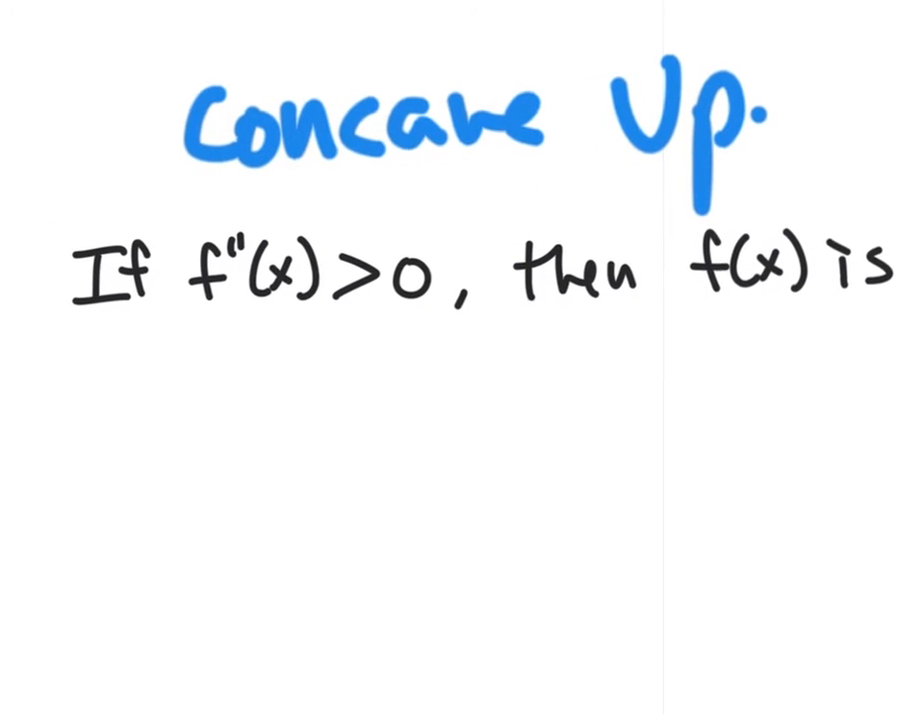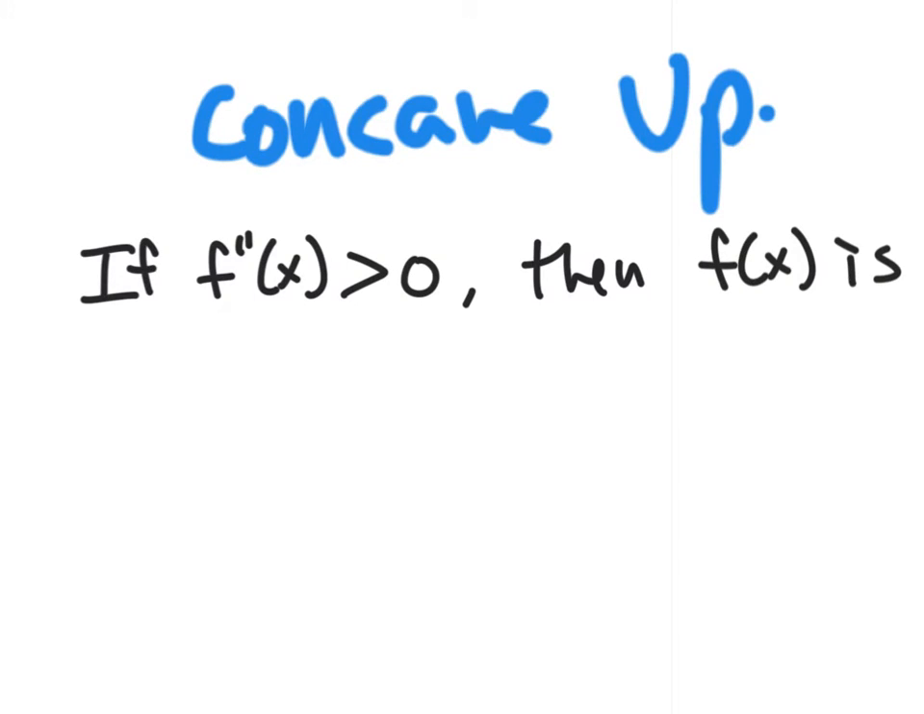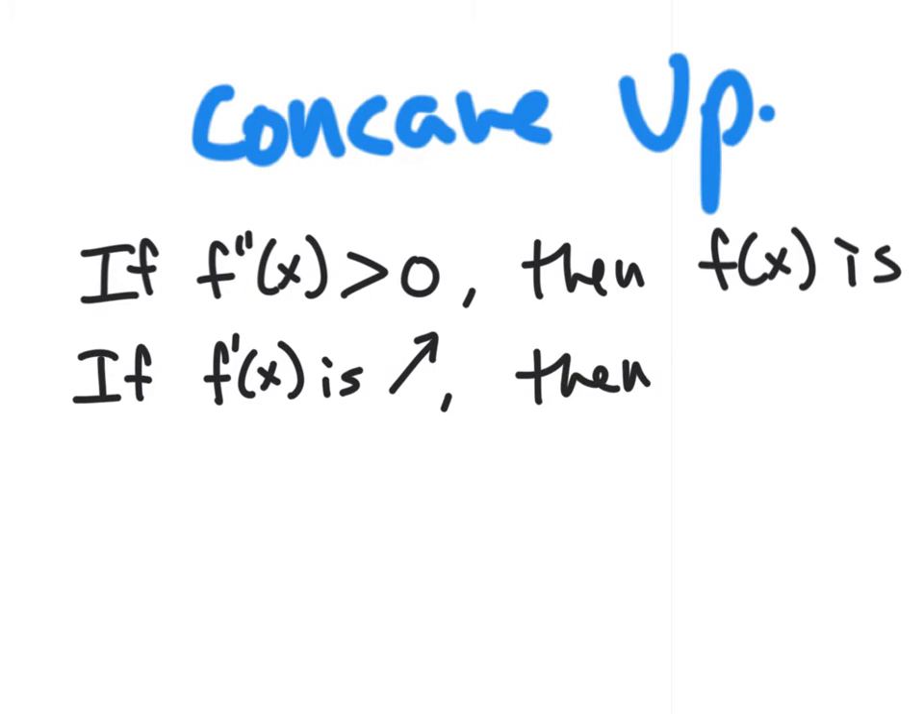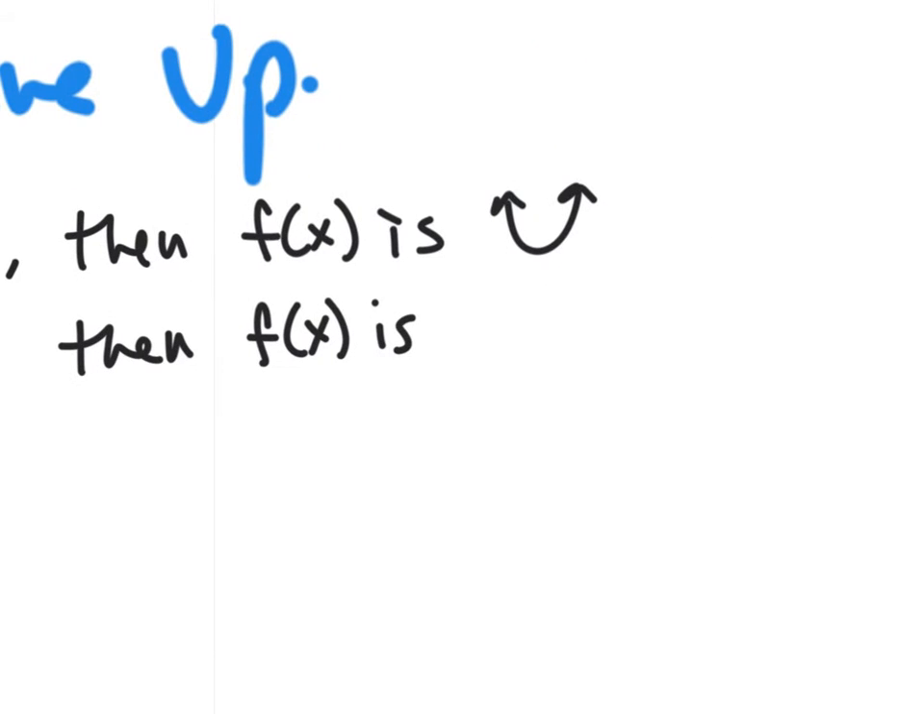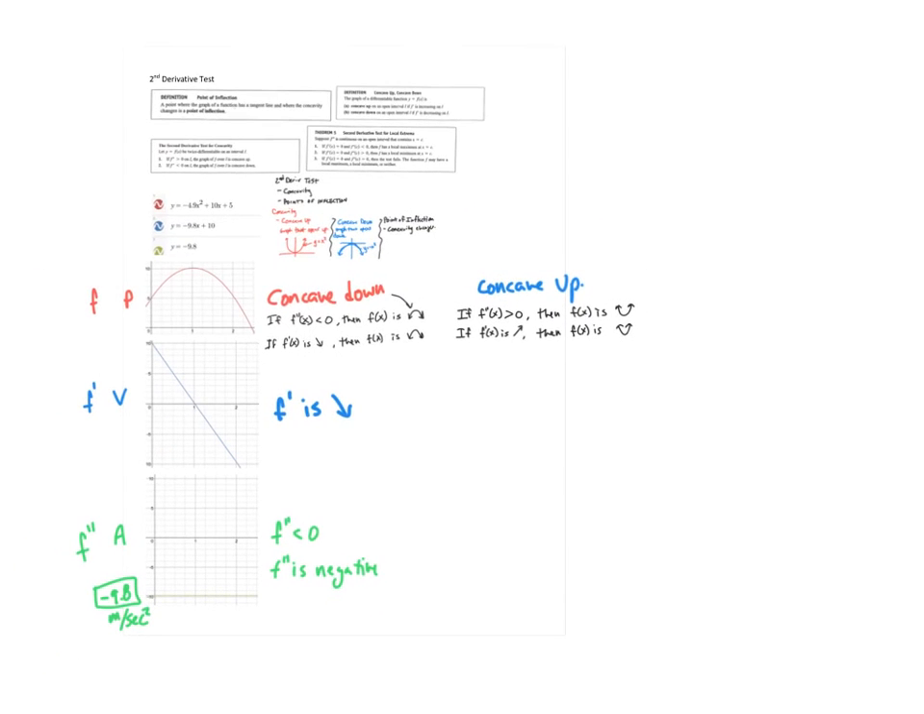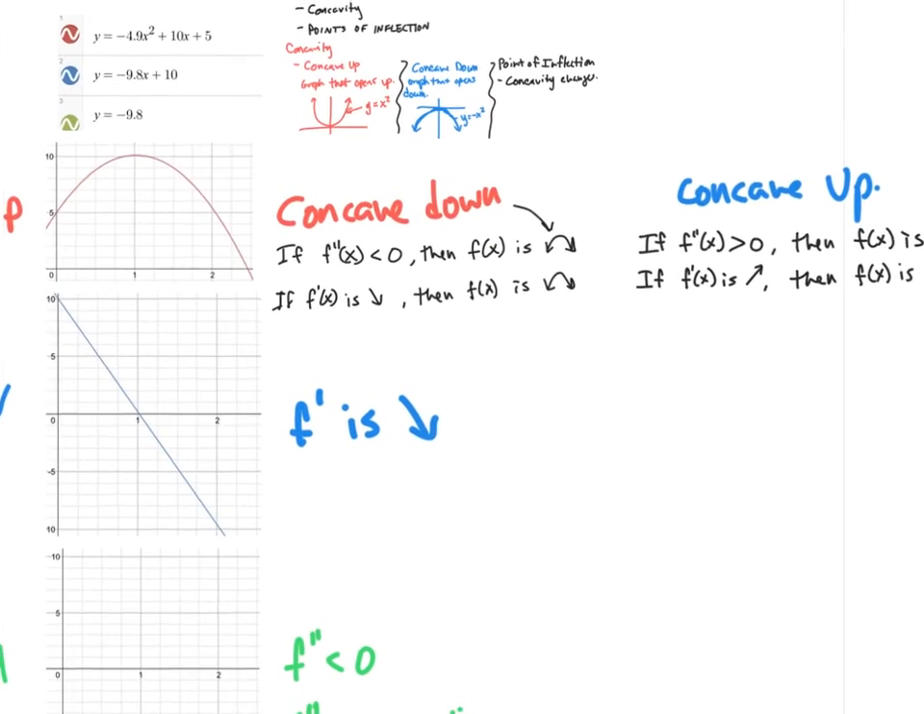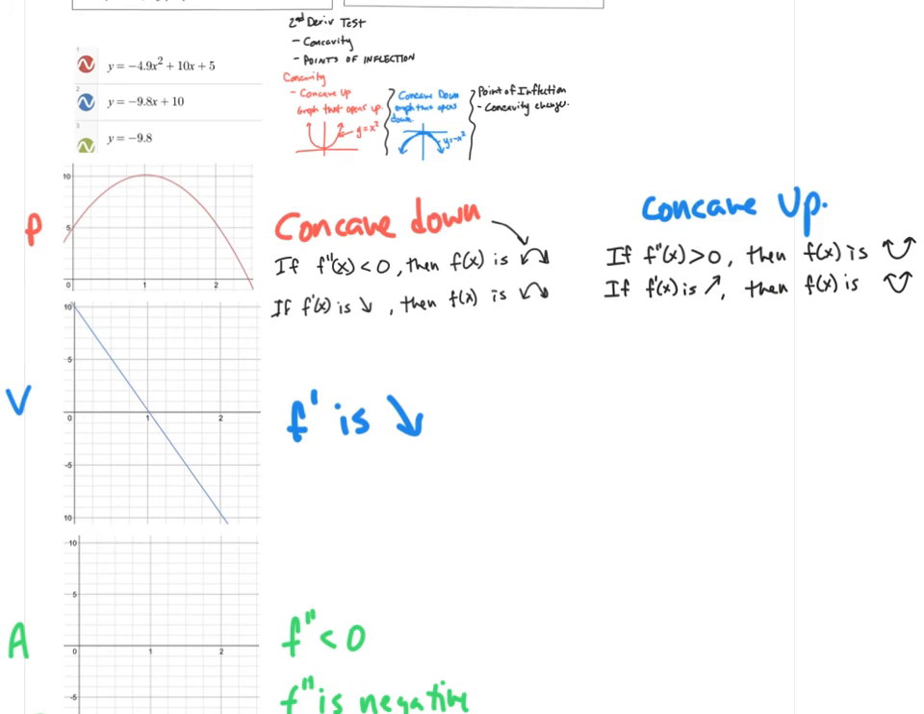Let me say this: if we know that f prime of x is increasing, then we also know that f of x is concave up. So we've got two different tests here. What I actually want to do here is go through the second derivative test on this, and show you what we would do for this example.